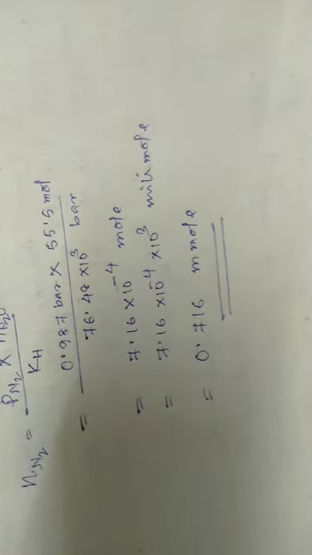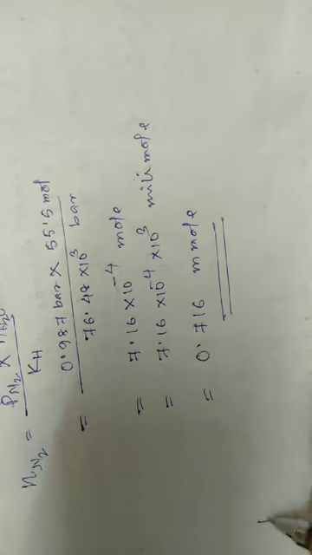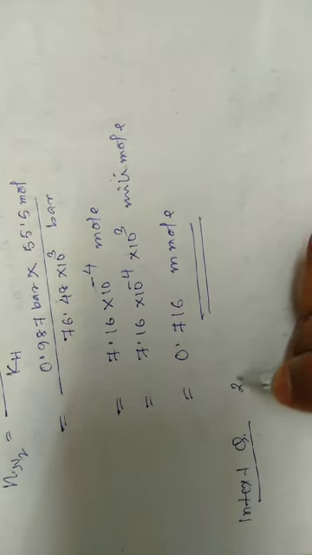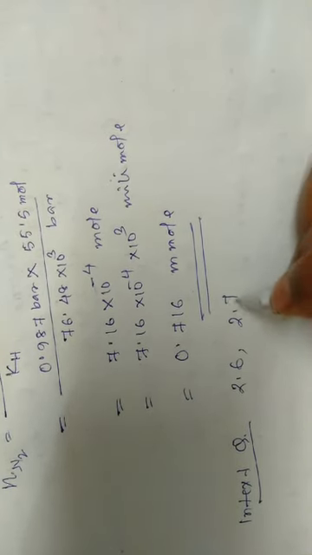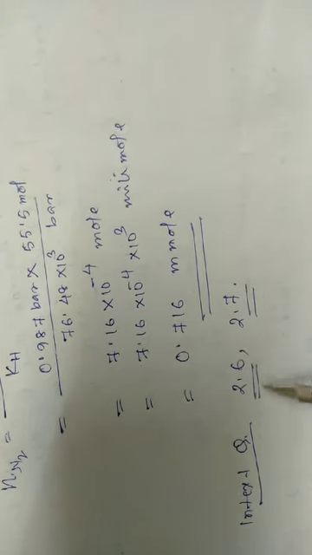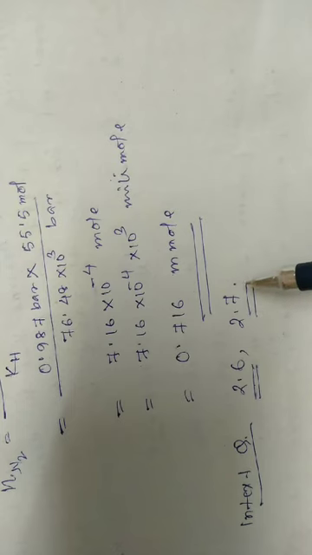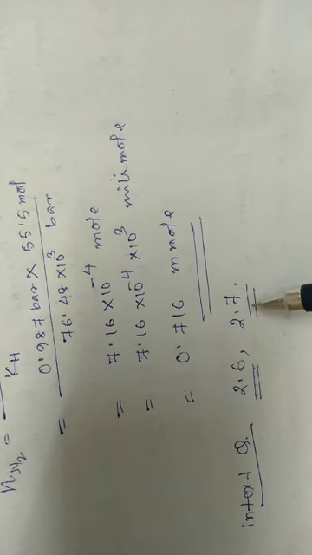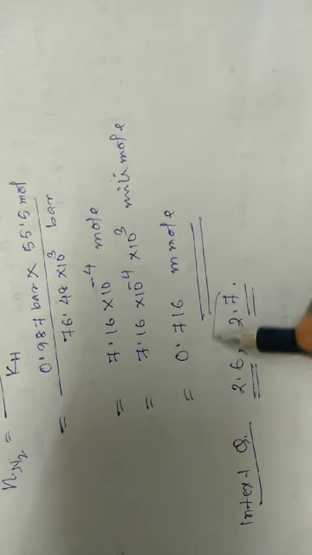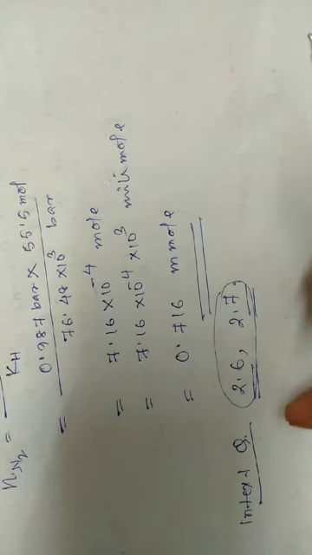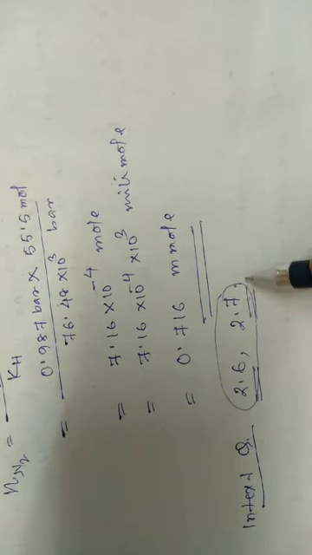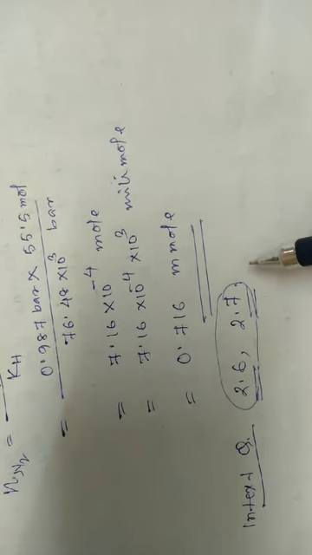Similarly, there are two more in-text questions, questions number 2.6 and 2.7. These two questions are important for you. You have to practice both of these questions. These are in-text questions 2.6 and 2.7, related to Henry's law. Solving these two questions will make the concept of Henry's law clear. So practice these two questions, 2.6 and 2.7.